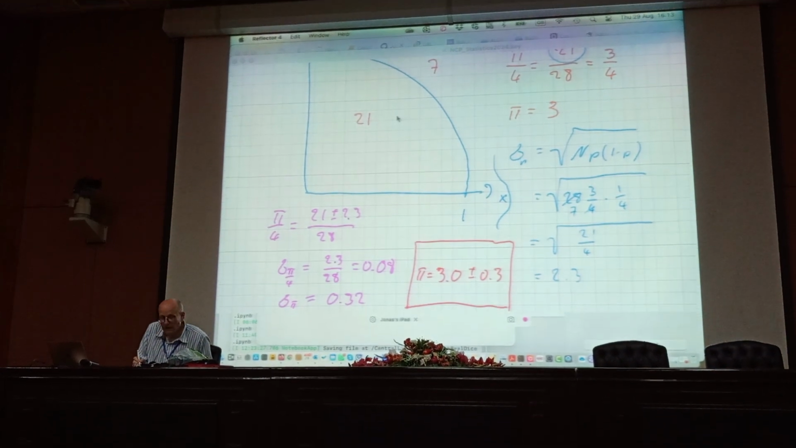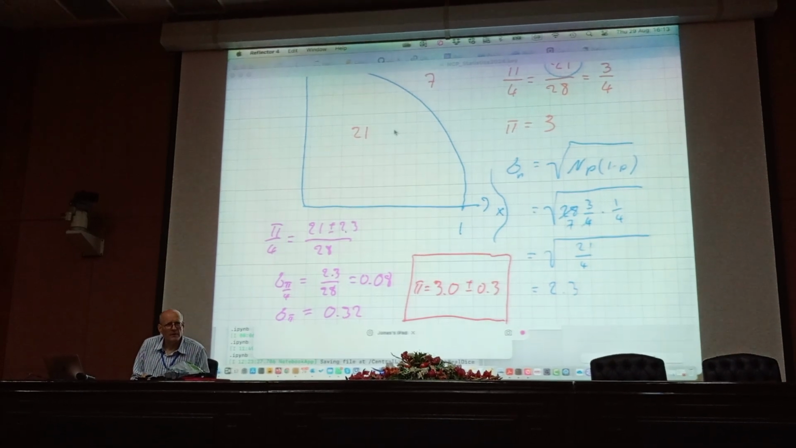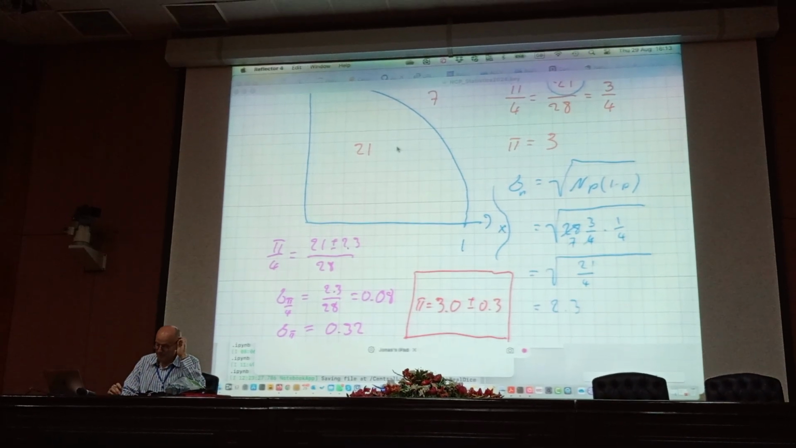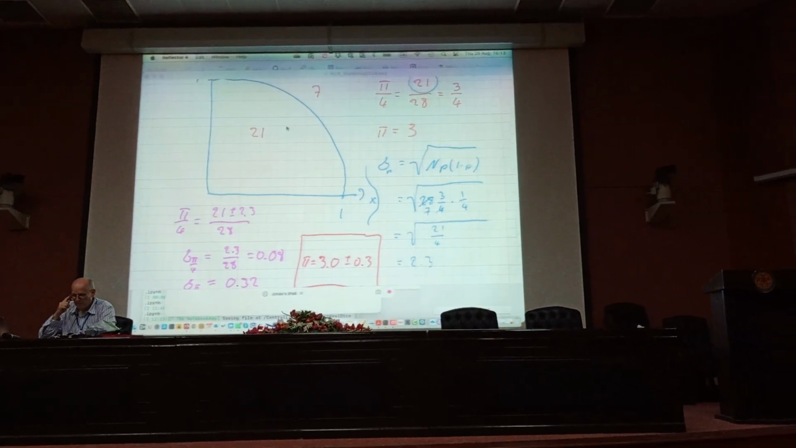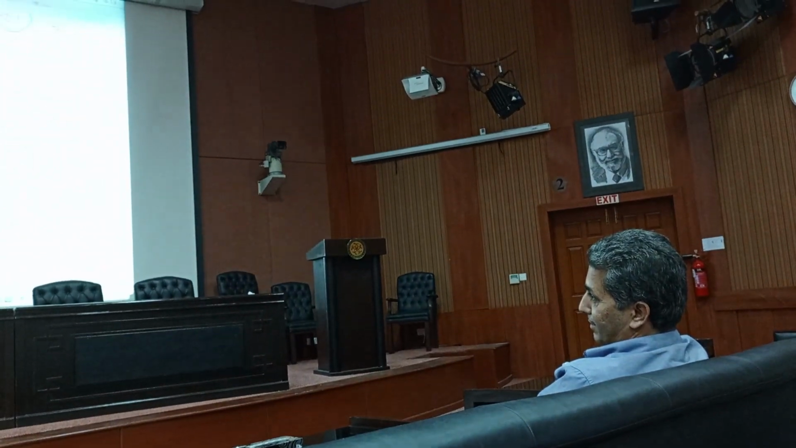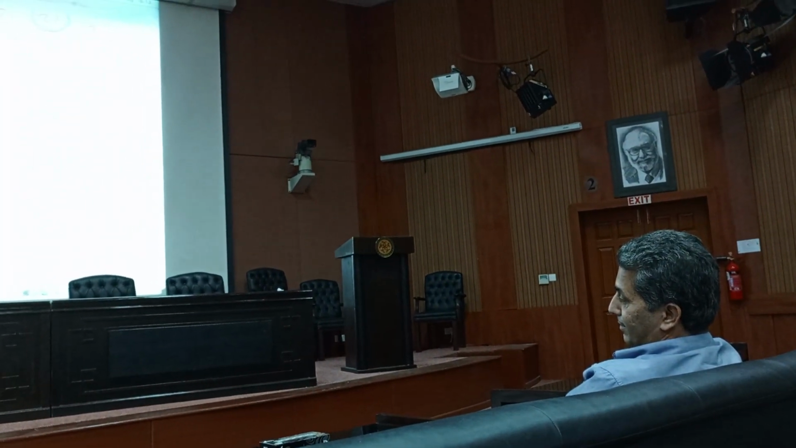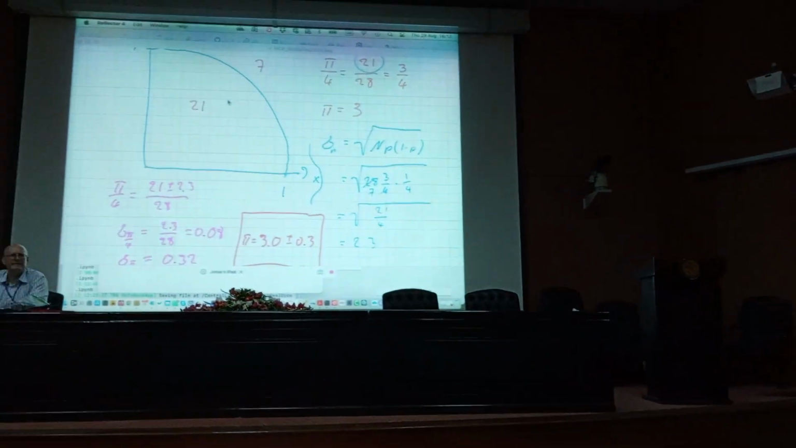So we could reduce this uncertainty by taking the uncertainty on the 28 also, because it's uncertain, you see. So if you sum 21 and 7, we should take the uncertainties on both. The approach that we took is we decided 28 is a given.